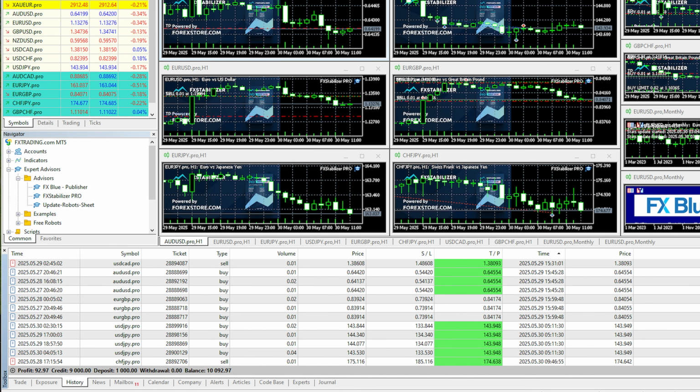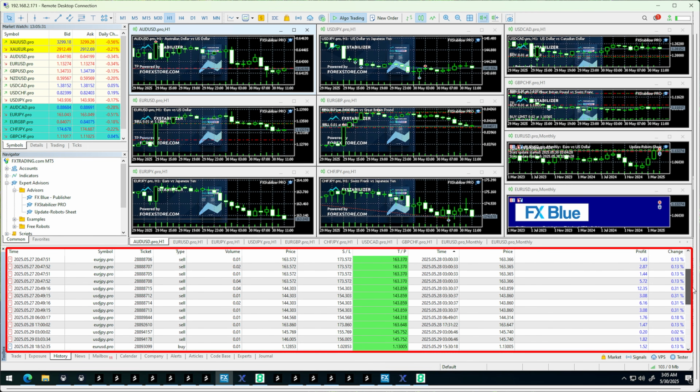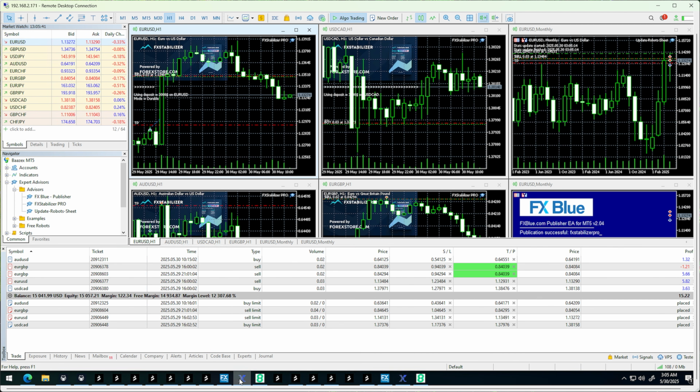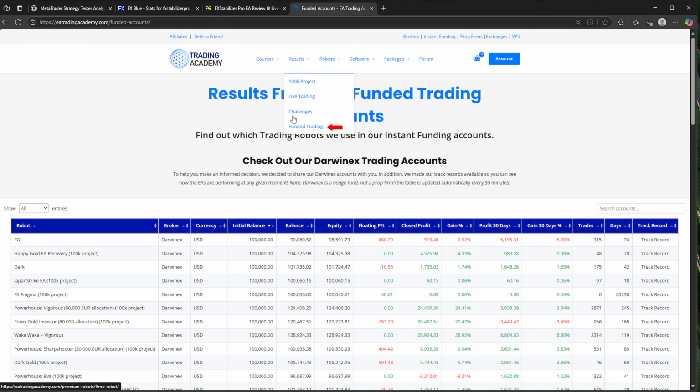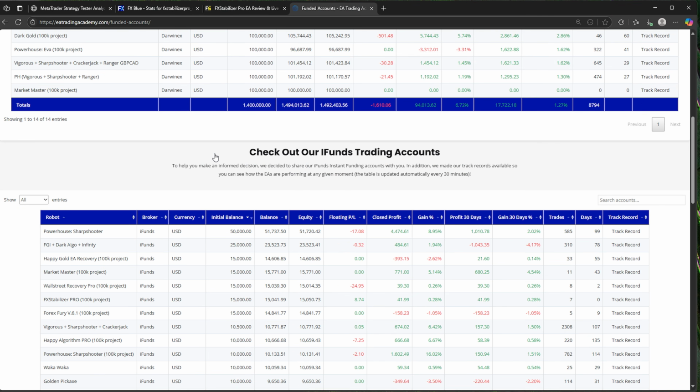So here they are, and so far I have $92 as a profit. You can see all of the trades that I executed. And on the other funded account with iFunds, I have just the 4 currency pairs, and both of the funded accounts have 10% drawdown limit. So I wanted to see how the 4 currency pairs will perform compared to the 8 currency pairs in the other account. And of course, you can follow the results on our funded page.